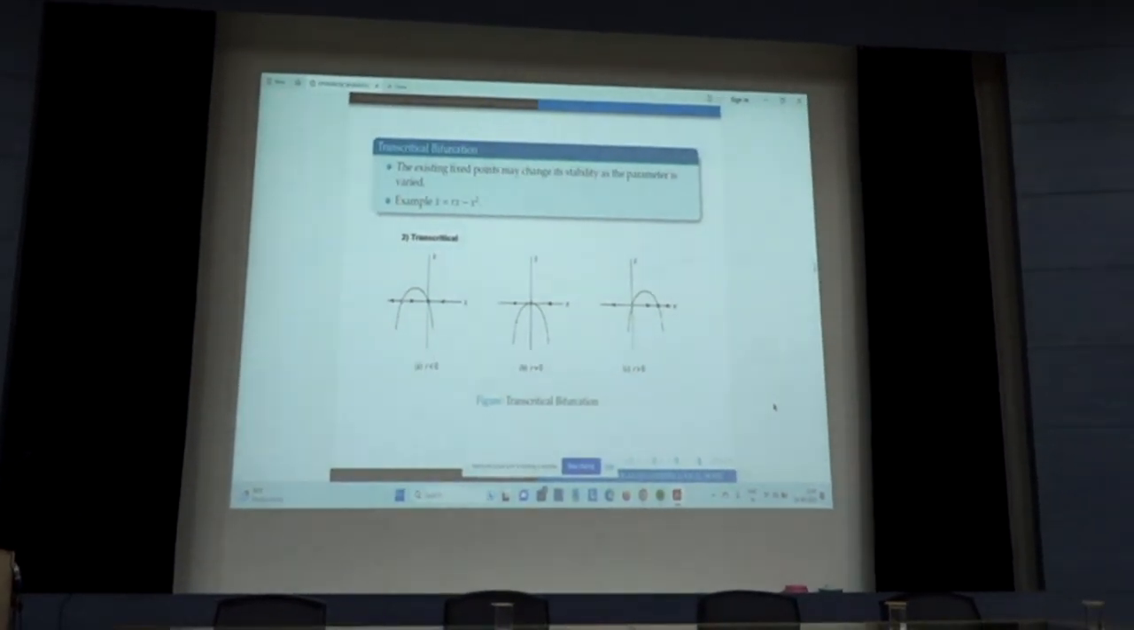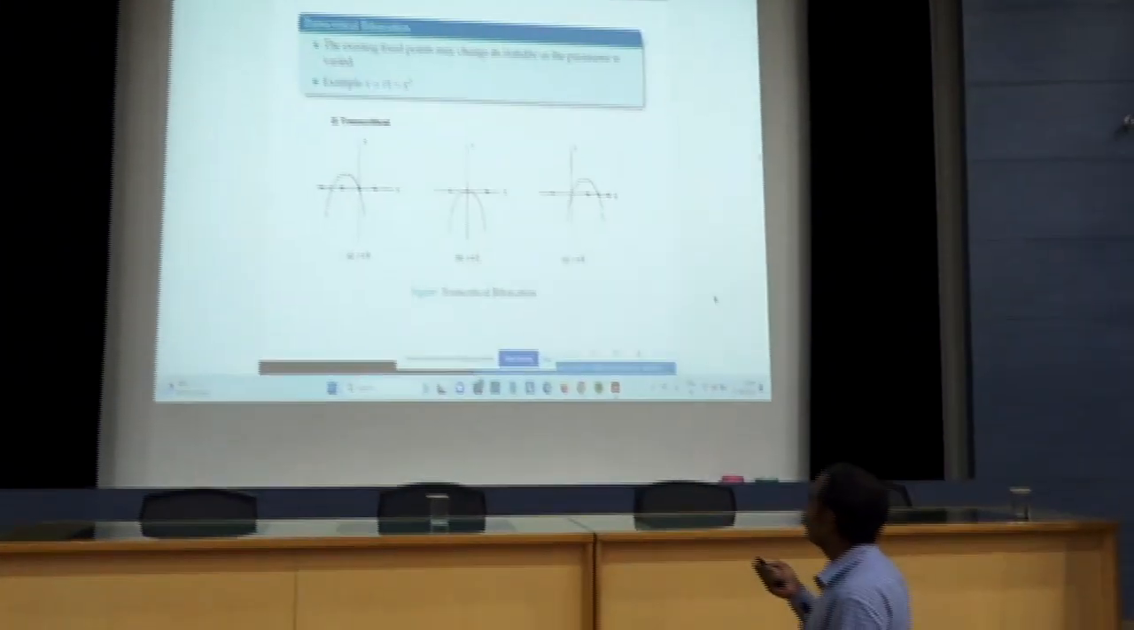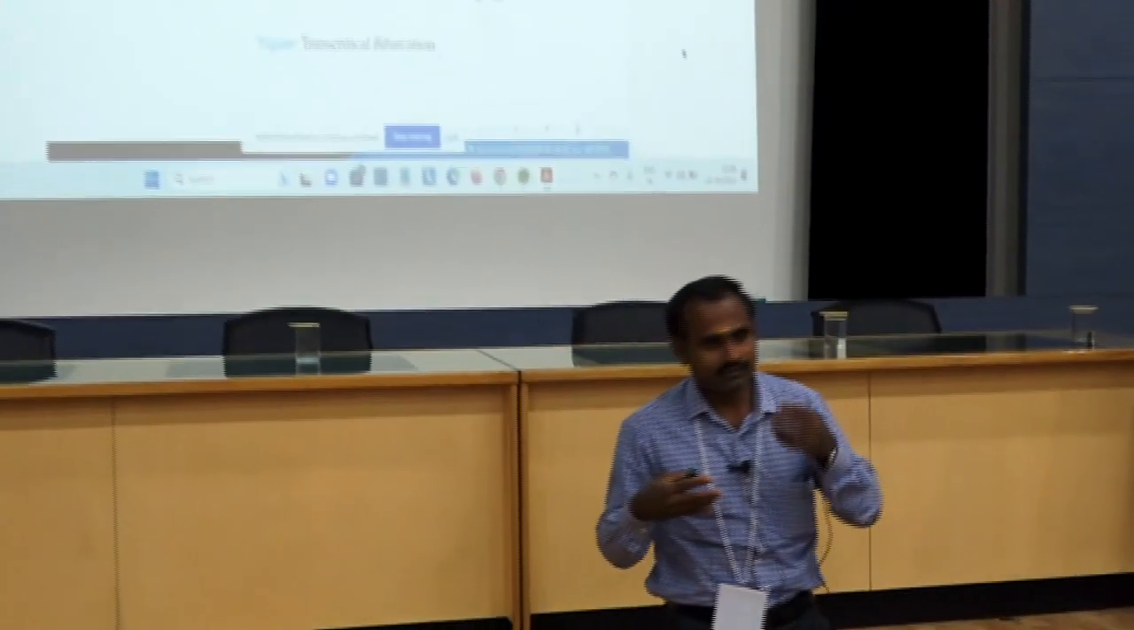While the value of r equals 0, the two fixed points move toward each other and collide at the origin. Here the origin point is a half-stable fixed point. Then we still increase the value of r, which is greater than 0, and again we get two fixed points. In saddle node bifurcation, the fixed points are destroyed when r is greater than 0.